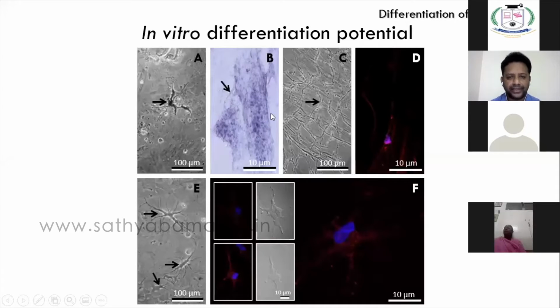Then we triggered these cells with retinoic acid, which usually triggers towards the neuronal lineage. We confirmed that these are neuronal cells after treating with retinoic acid. This is a melanocyte, a pigment cell. Then these are muscular cells. So these cells are able to differentiate into many lineages when we trigger them with retinoic acid.